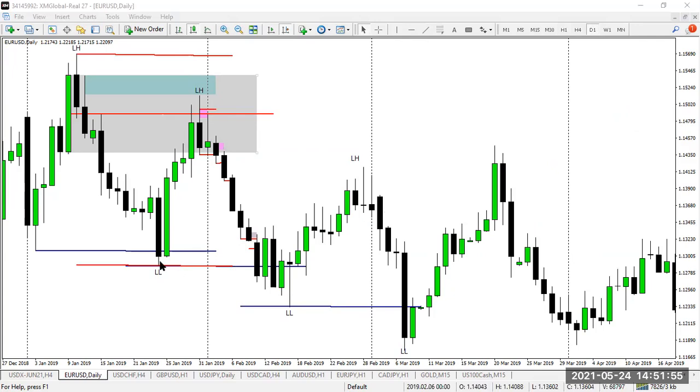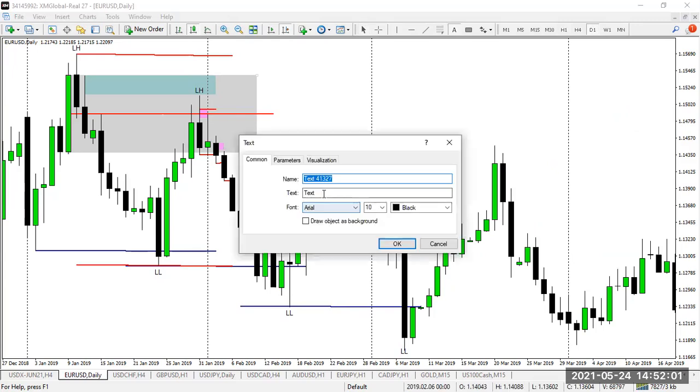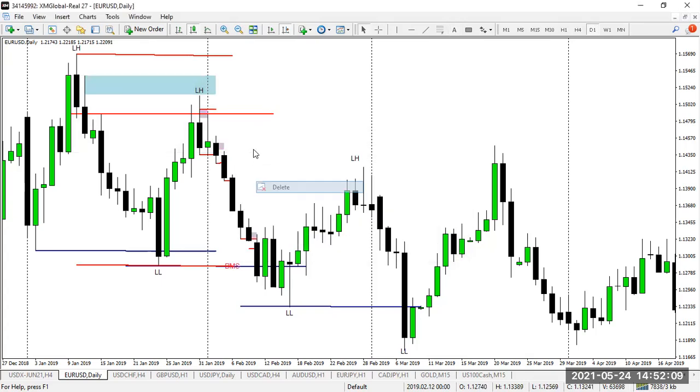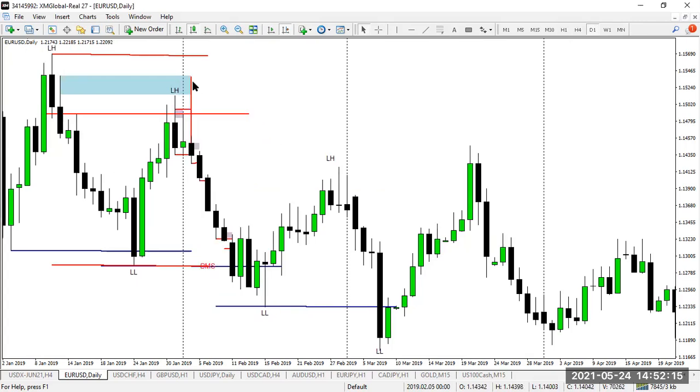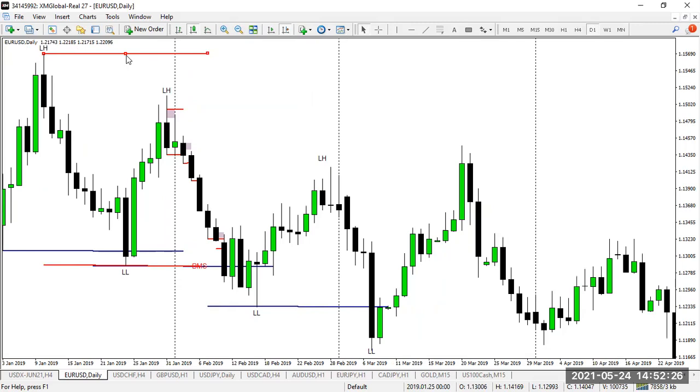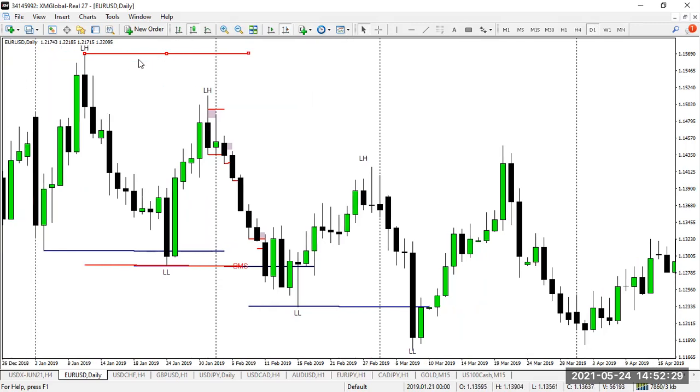So now daily BMS, the broke market structure here. So the daily BMS, right here. So now we have a new lower high, which is this one. That's the new lower high. The old one, we are done with it. So we have this new lower high, this one. And the new lower low here, this one.